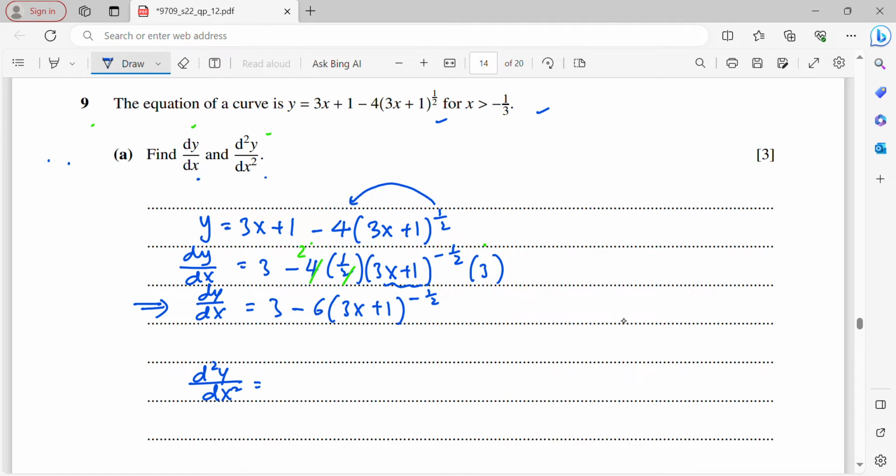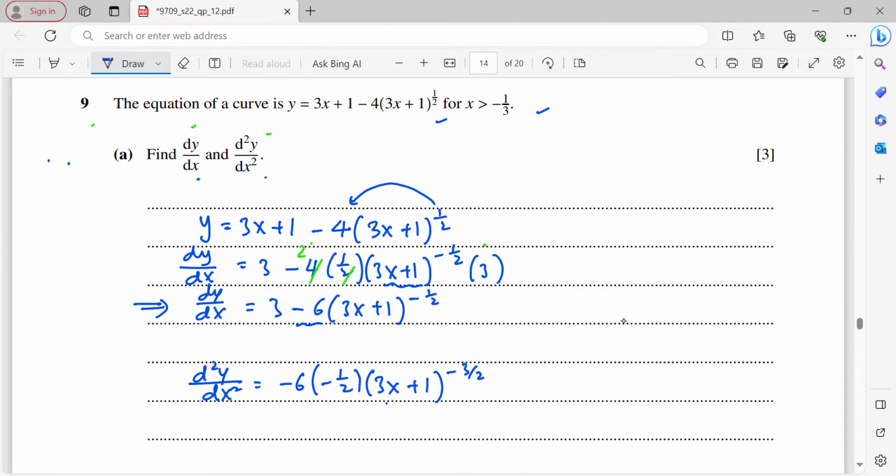The first term without x, when differentiated, you get 0. Rewrite the minus 6. The minus half, the power negative half, bring it down according to the power rule. Then rewrite 3x plus 1. The degree, instead of minus half, now you minus 1. So minus half minus 1 becomes minus 3 over 2.